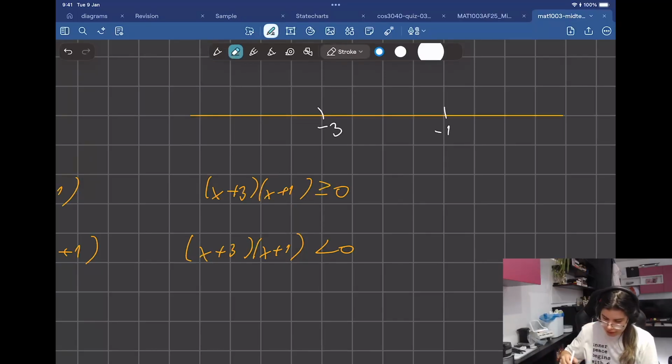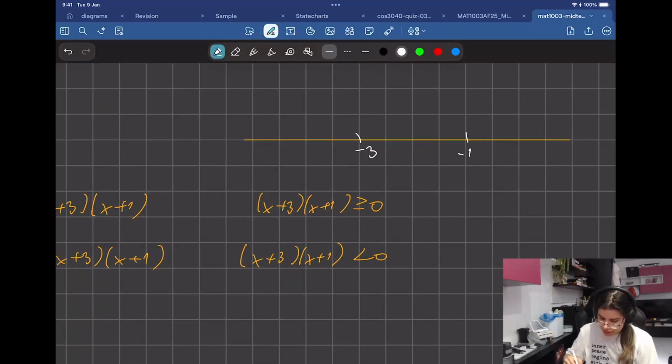All right. And then this clearly forms 3 distinct intervals, right? This is the first one, second one, third one, okay? And now we need to check for which interval we have positive values and for which we have negative values, okay? So, how do we do it?